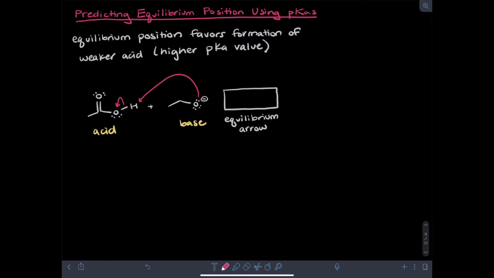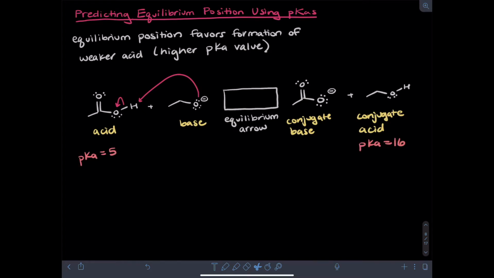I use a lone pair from my base to form a new bond to the proton, and I break the OH bond of my acid and bring those electrons to oxygen. This would form my conjugate base, where I have an O with a negative charge, and my conjugate acid is an alcohol, the protonated form of my base.